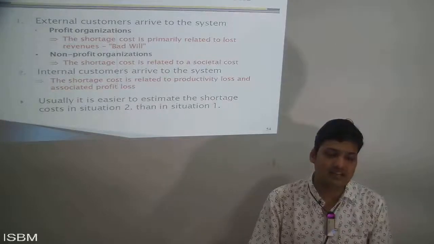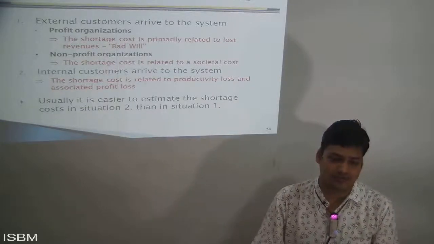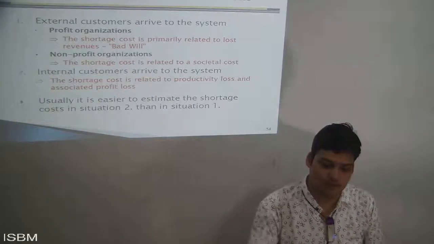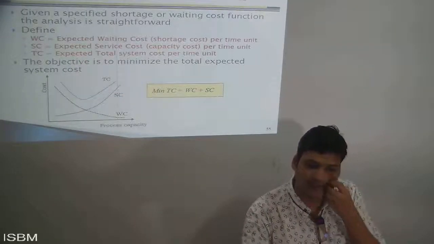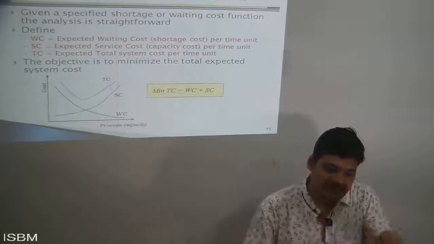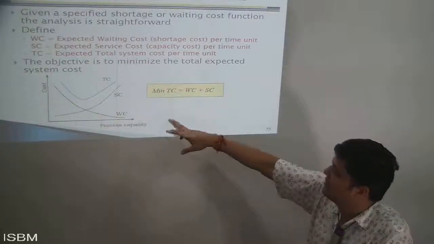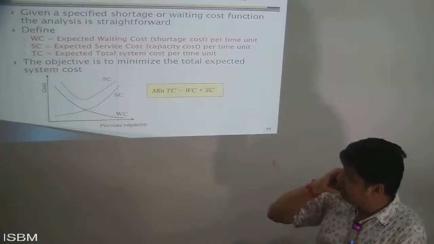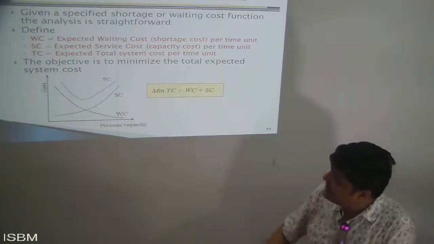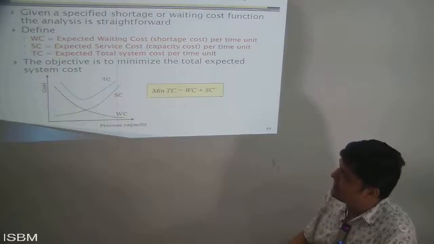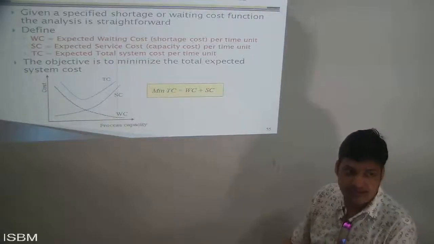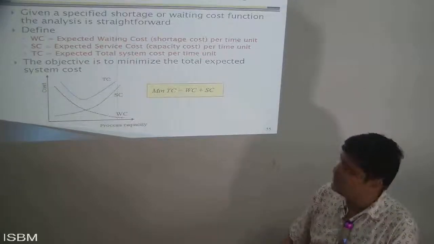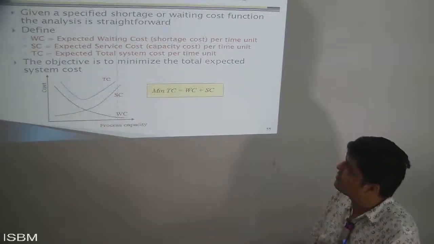But usually it is easier to estimate the shortage cost in situation 2 than in situation 1. Analyzing the design: this is how you can calculate the cost trade-off. There are three terms used: TC, SC and WC. WC is expected waiting cost, SC is expected service cost, and TC is total system cost.